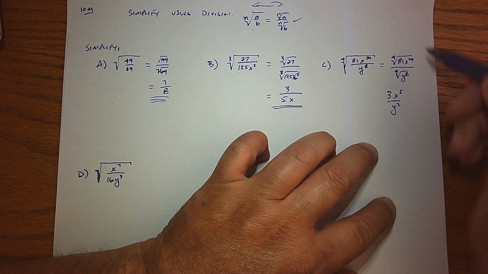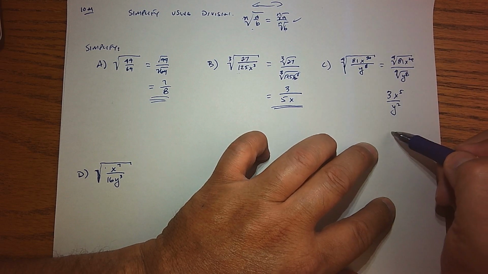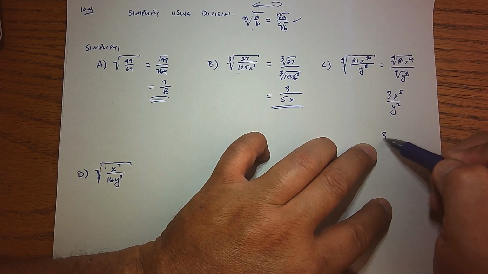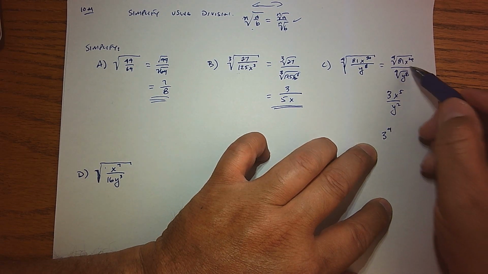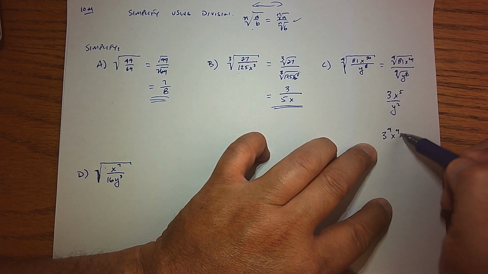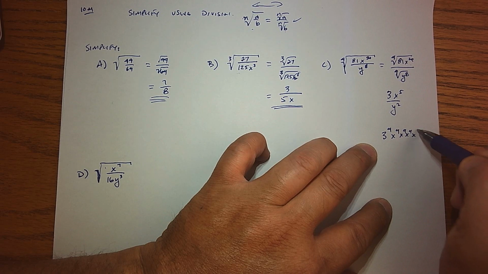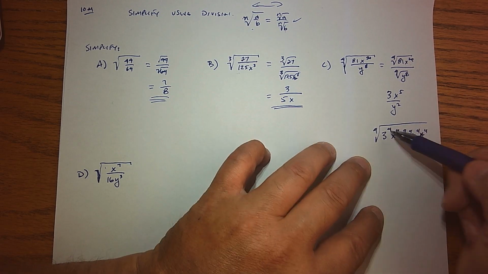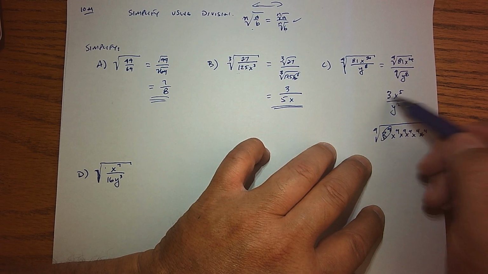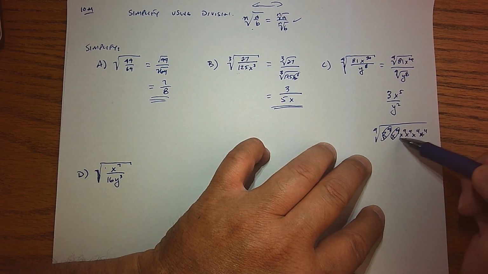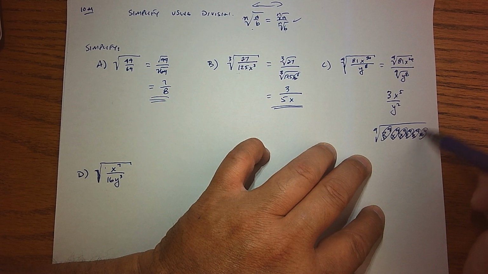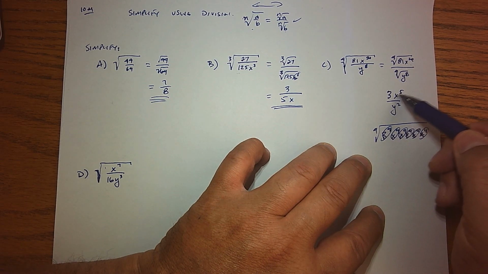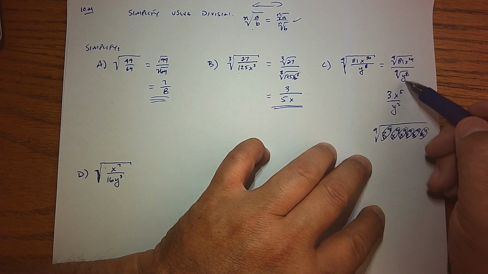Or if you don't like the trick, again, we can break this up. So 81 is 3 to the 4th. X to the 20th is x to the 4th, x to the 4th, x to the 4th, x to the 4th, x to the 4th. And we're taking the fourth root. So there's a power that matches the index. There's my 3. There's another power, another power, another power, another power. They all match the index. So how many x's come out? 5.